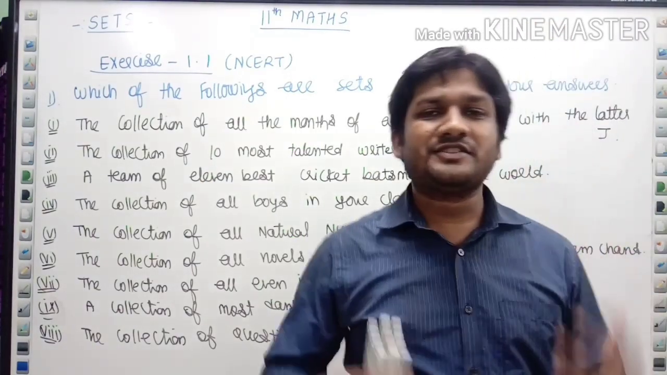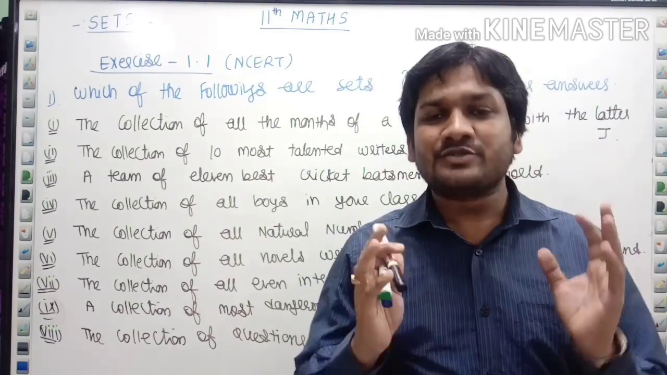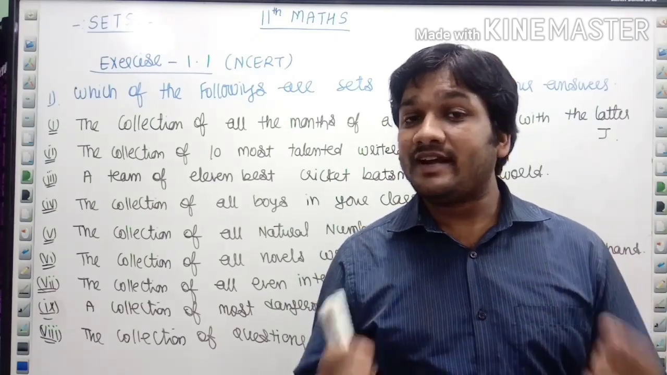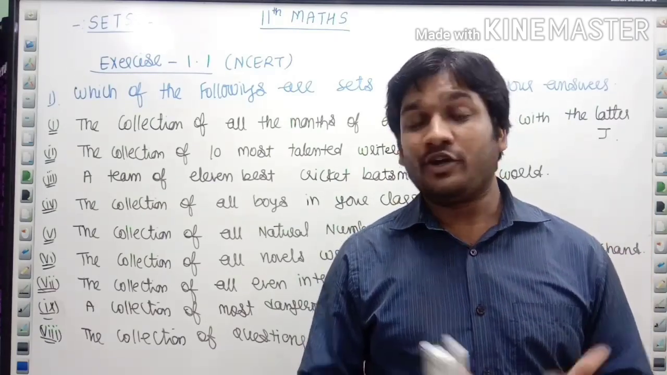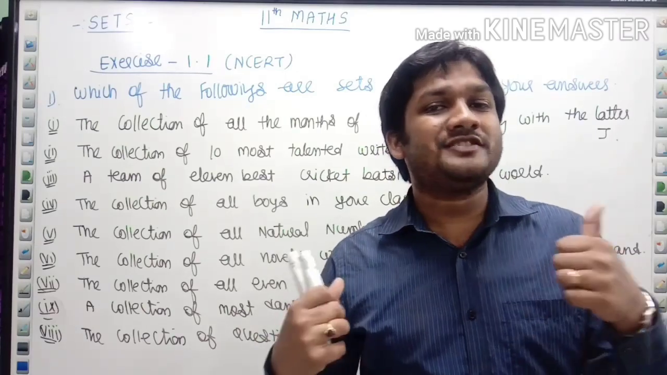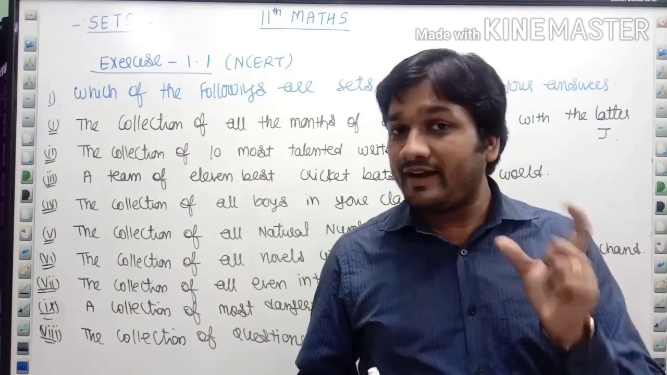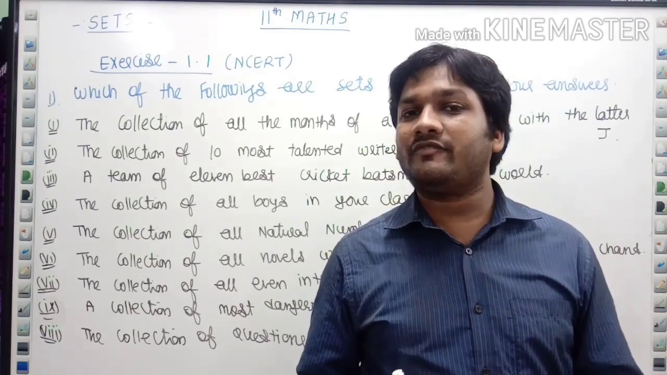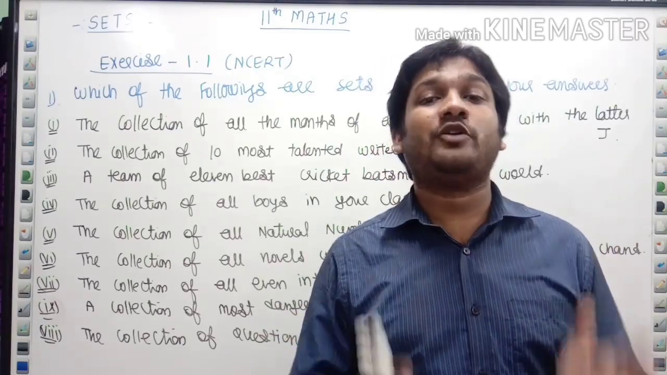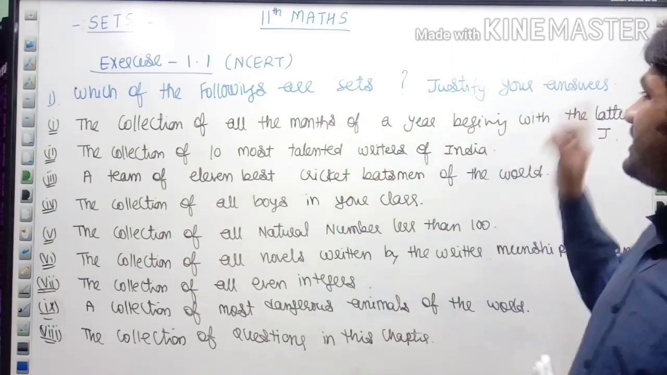Now students, the first question of the first exercise of NCERT, exercise 1.1. This question is based on the concepts of sets. As I have told, a set is a well-defined collection of objects. Now you have to check which collection is well-defined and which collection is not well-defined. At the end of the questions, I will be giving you some letters which will help you to identify which collection belongs to a set and which does not. Now let's start with the first question, which are sets.